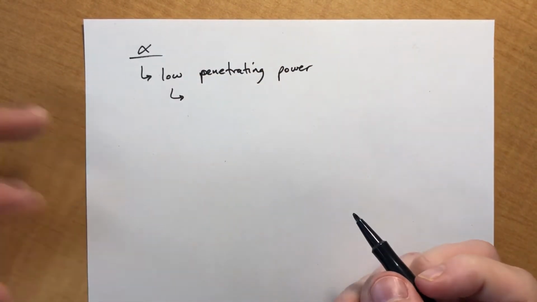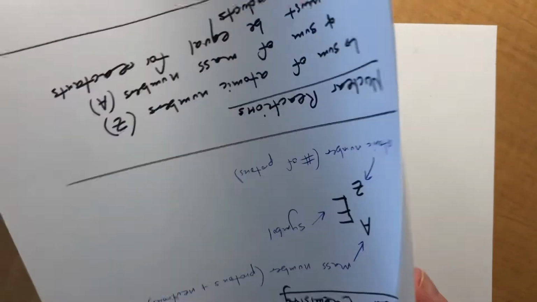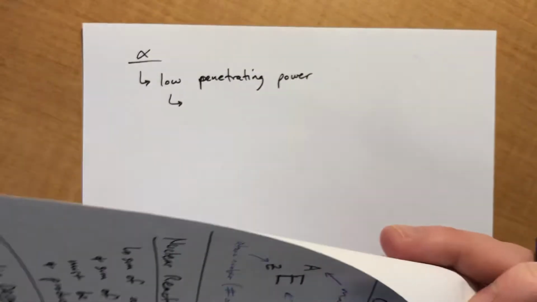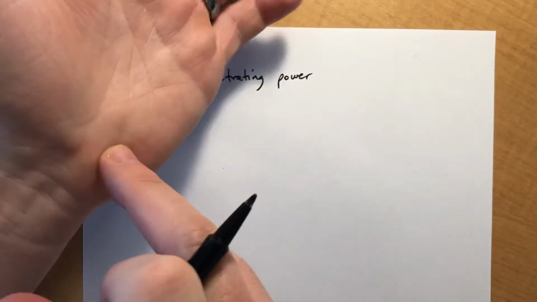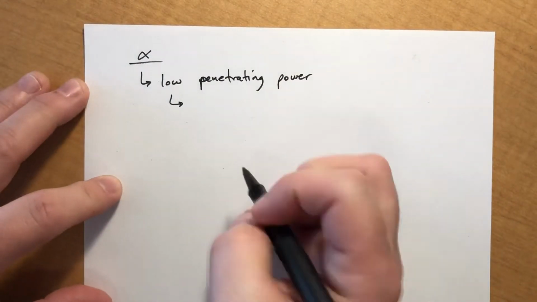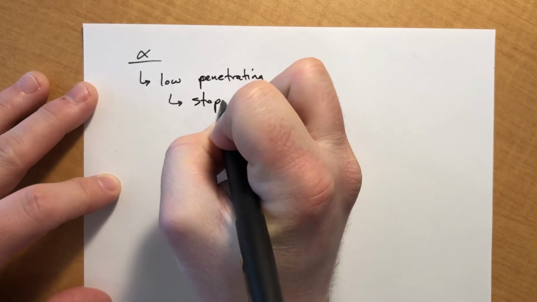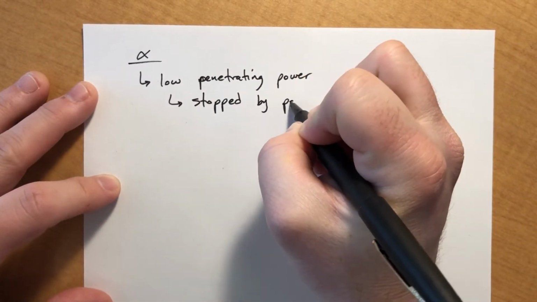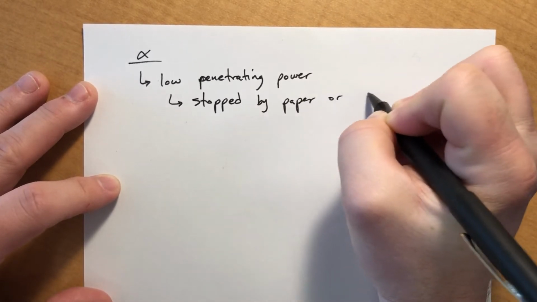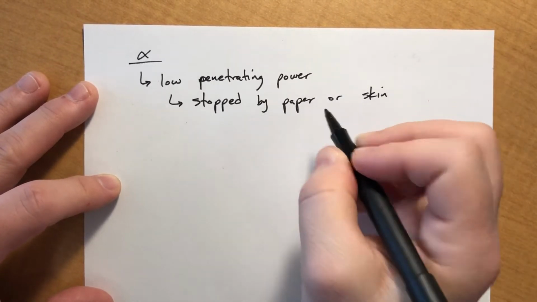Basically, if you have a piece of paper and you just hold it between you and the radiation source, it's enough to stop the alpha particles from going through. Your skin is good enough. So it has a very low penetrating power. It's stopped by paper or skin. You don't need much to stop it.